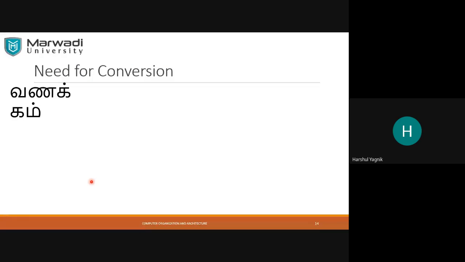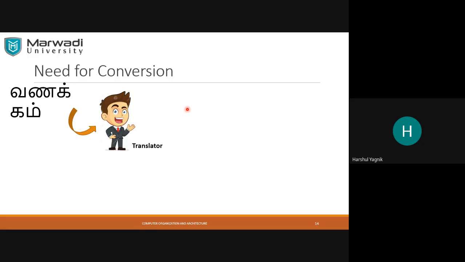Now, our first unit is data representation, right? Which data a computer works on, and what is the need that data conversion is to be done. Just a second. Yes.